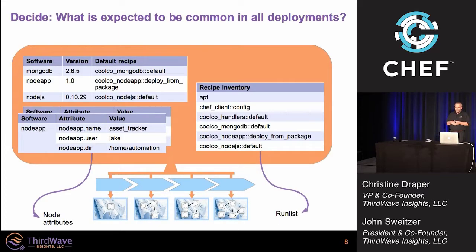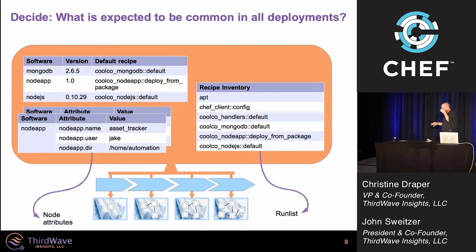So that's sort of an example. At the inventory level, here you see being able to bring in information about the software, information about the attributes, the recipes, bringing those into the tool and making it possible to say, these are the things we'd like to be consistent for all of the deployments.